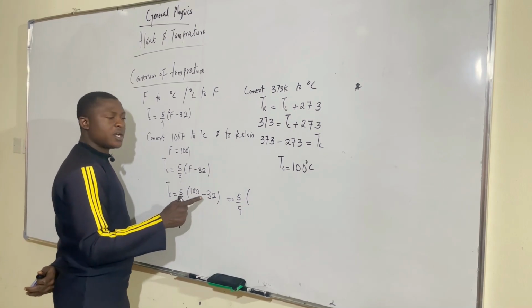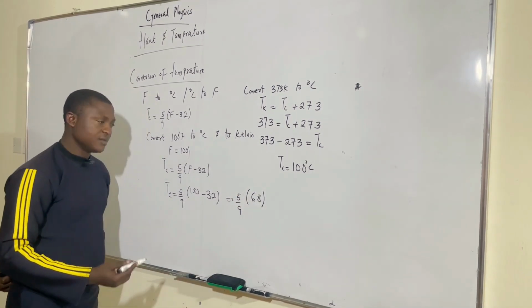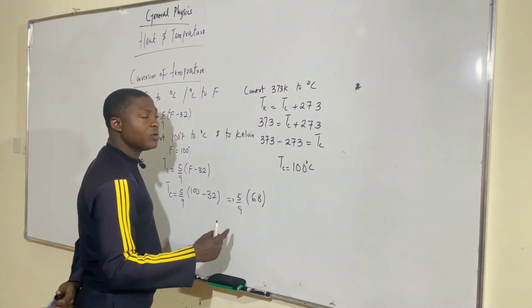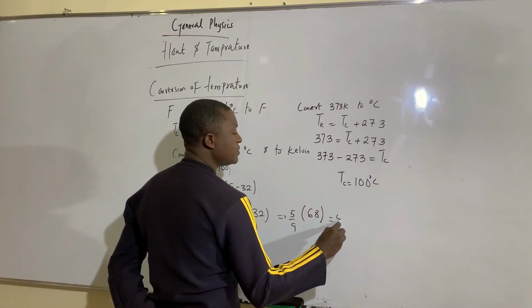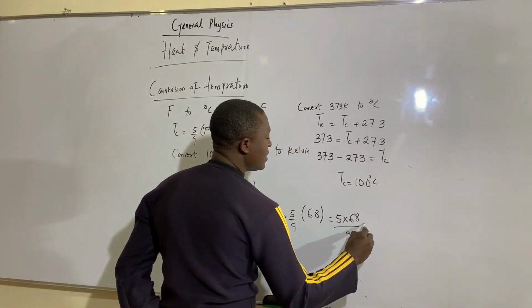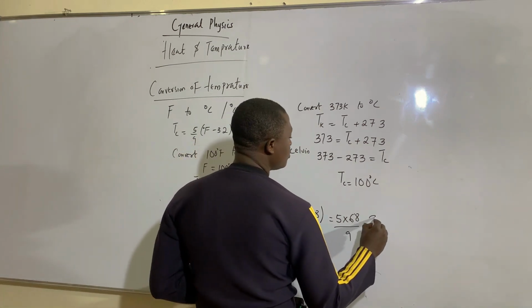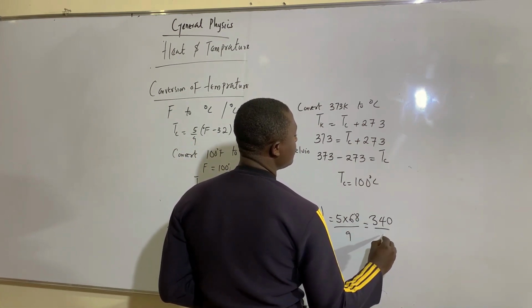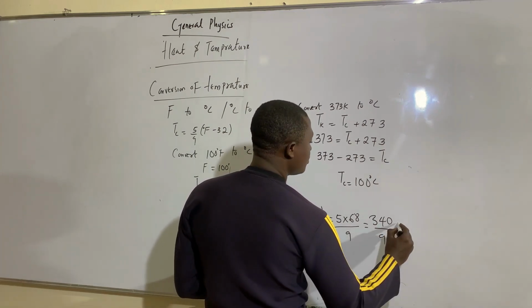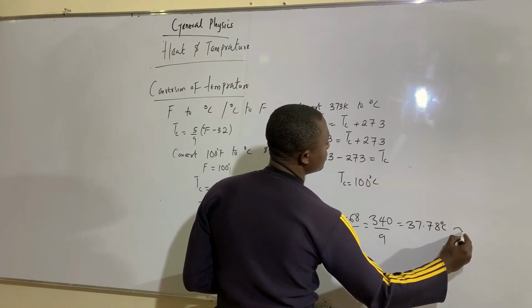5/9, and now 100 minus 32, of course, we are going to have 68, right? If you like, you can say 5 times 68 divided by 9, it's still the same thing. If I multiply 5 by 68, we have 340 divided by 9. If you divide that, you are going to have 37.78 degrees Celsius by approximation.